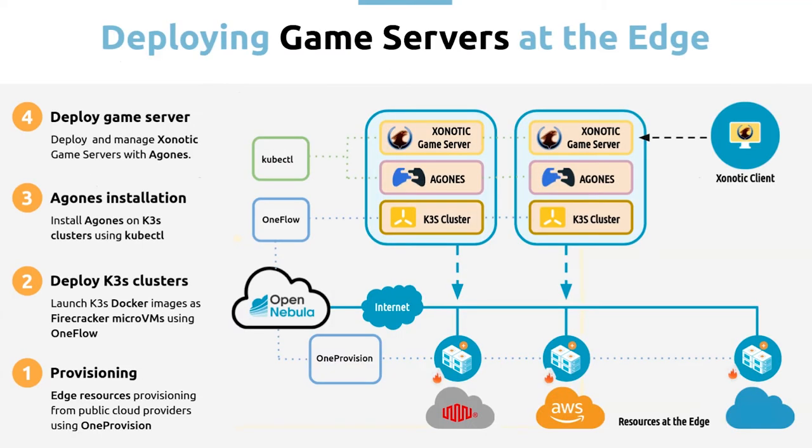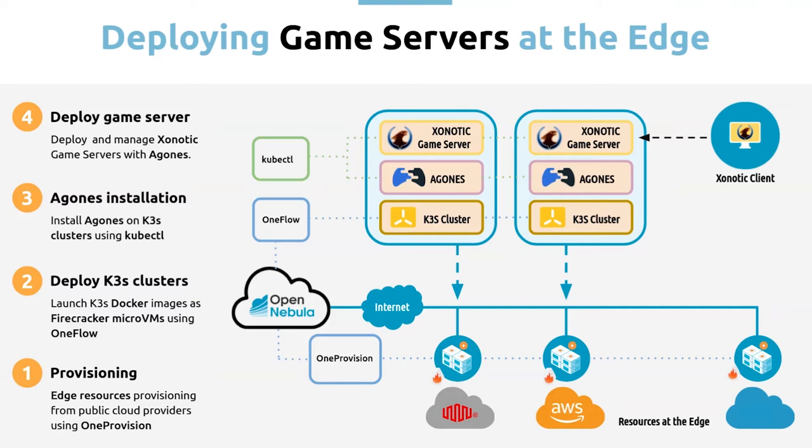Okay, so now let's look at the solution that we are going to show also with the demo in a few minutes. So we are going to use a couple of tools also developed by OpenNebula. One is called OneProvision. OneProvision is a tool that allows to dynamically grow a cloud infrastructure with physical resources that run on remote cloud providers. And so we can create resources, for example, on Equinix Metal, on AWS, on other cloud providers. And with OneProvision, we can deploy on these cloud providers a fully functional OpenNebula cluster, with the computing, the storage, and the networking resources. And this cluster will be managed by using OpenNebula.